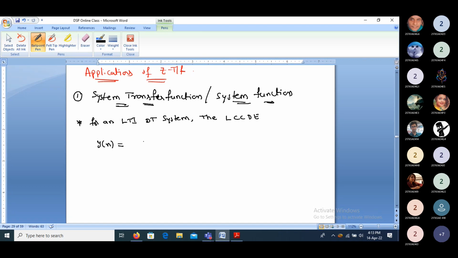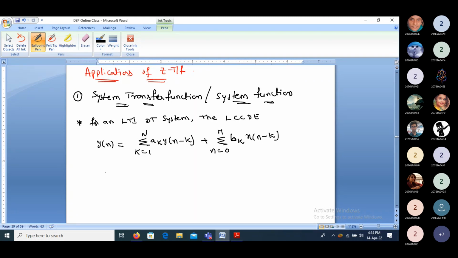So that is nothing but y of n is equal to summation k is equal to 1 to N of ak into y of n minus k, nothing but the past outputs, plus the present input, summation k is equal to 0 to M of bk into x of n minus k. This is the present input at k is equal to 0, you can get the present input. At k is equal to 1 to M, you can get the past inputs. So the present output is nothing but y of n here, and the past outputs are nothing but k is equal to 1 to N here.